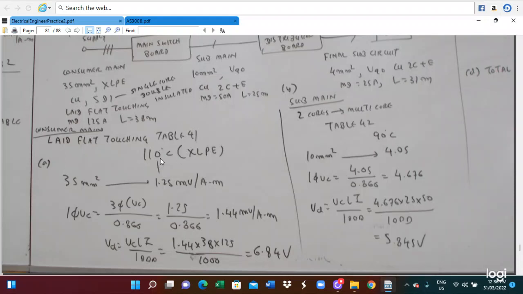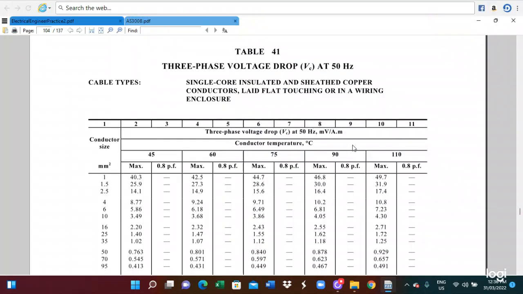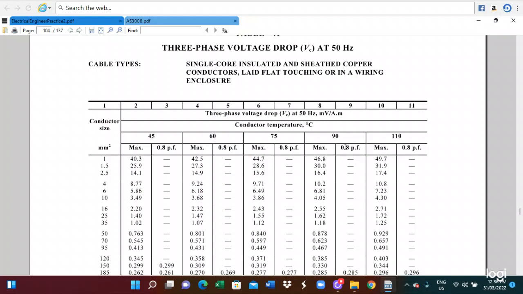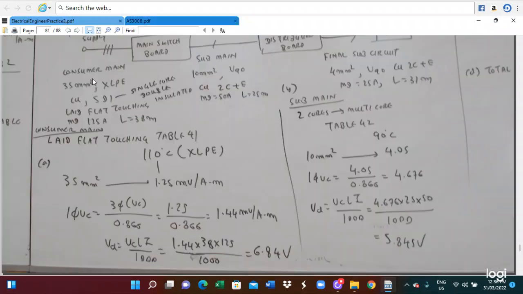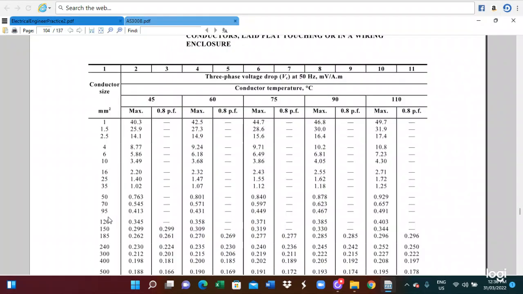XLPE is rated at 110 degrees centigrade, so we use the XLPE table. Looking at table 41, we can see the cross-sectional area of the cable and the temperature. From this column, we select the appropriate cross-sectional area, and then select the Vc value. What you get is 35 millimeter square at 110 degrees centigrade. So here is 35 millimeter square, 110. What you have to use is 1.25.